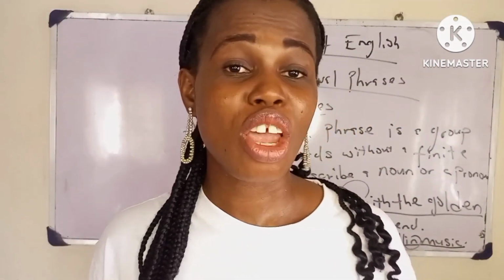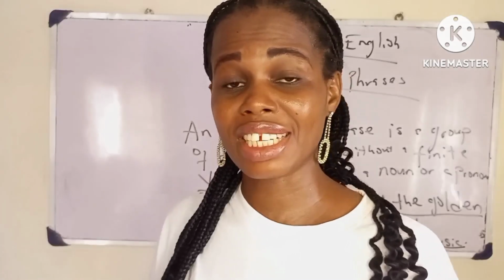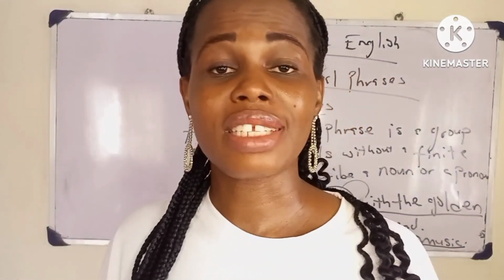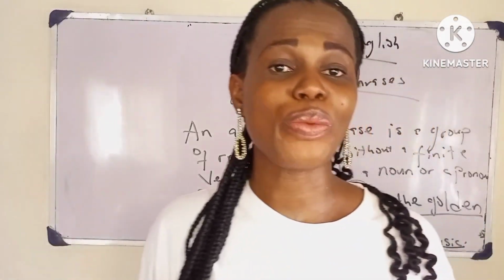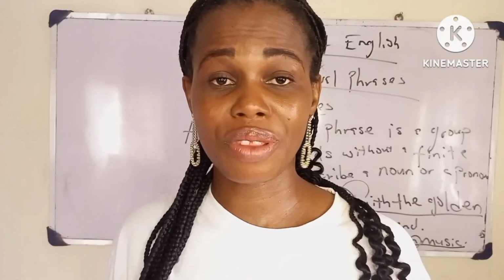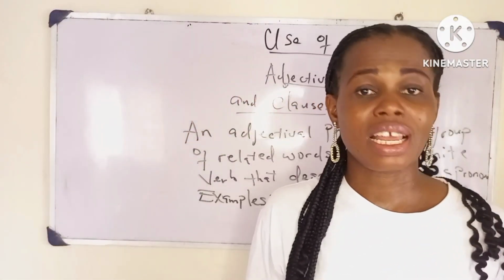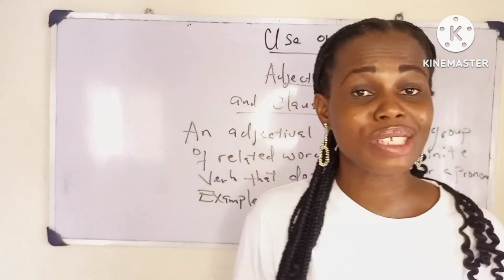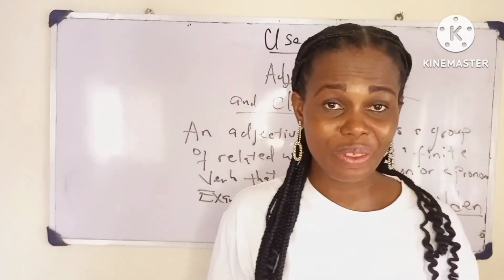So when we talk about an adjectival clause, it is a group of related words that contains a subject, contains a verb, and describes or qualifies a noun or pronoun. It contains a subject, the person or thing that performs the action of the verb in the sentence, contains a verb, and tells us more about a noun or a pronoun that is in the sentence. I hope that is clear.